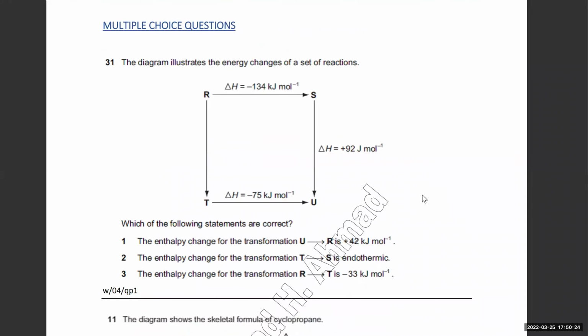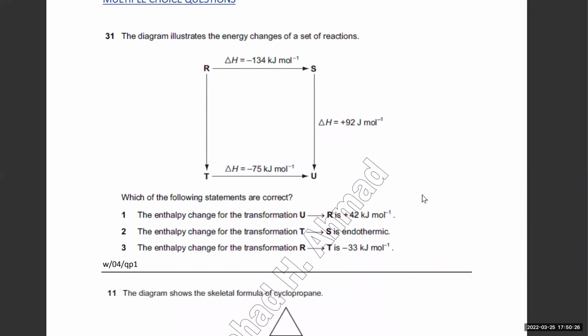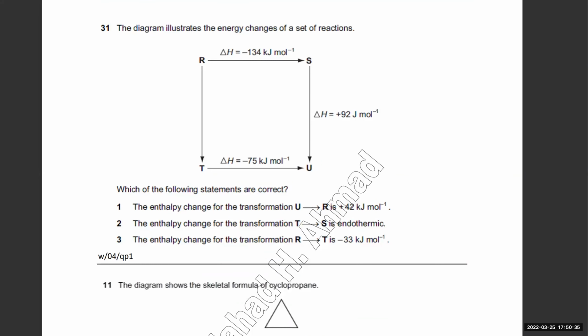So this one, drawing Hess cycle. We're going to start with this question, which is that basically one path is equal to the other path. The enthalpy changes would be the same. Like if you want to go from T to S, here's your one path and there's your other path. So both paths, the enthalpy changes and the energy changes, are the same, as long as the starting point and the end point are the same. Okay, is that clear?